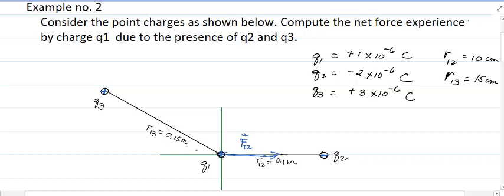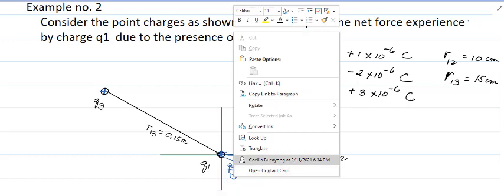How about the force experienced by charge 1 due to the presence of charge 3? Take note that the two are of the same sign. So, charge 1 would experience a repulsive force. So, this is in opposite direction to our charge 3. So, down. Okay. So, let's label this as our F13, or the force experienced by charge 1 due to the presence of charge 3.